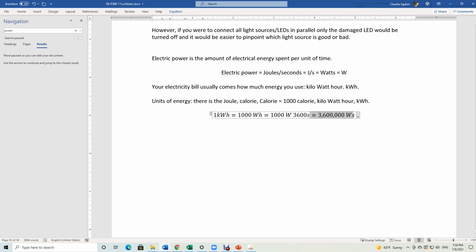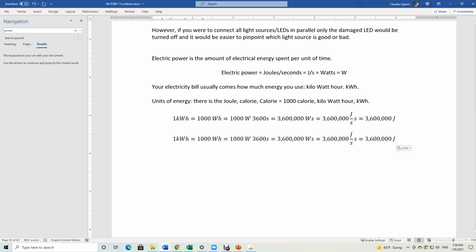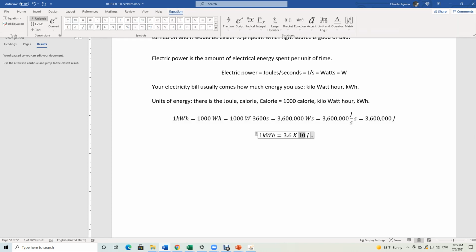But watts is joules per second. Here you go. And we end up with what? 3,600,000 joules. That's what we get for 1 kilowatt hour. 3.6 times 10 to the 6 joules. That's what 1 kilowatt hour is all about.